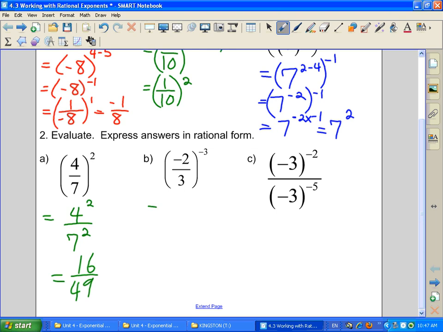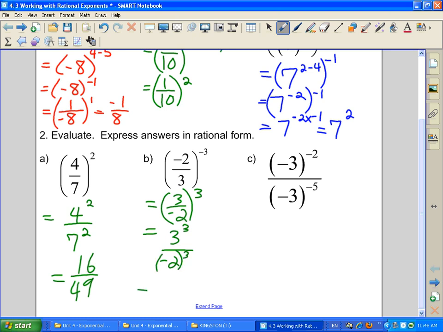Taking a look at our second expression, ladies and gentlemen, we notice first of all that we've got a fractional base, but we're raised to a negative exponent. So we're going to flip the fraction to make the exponent positive. And then we're going to evaluate our expression by remembering that the exponent applies both to the numerator and to the denominator.